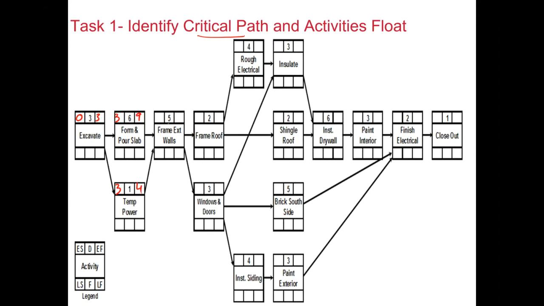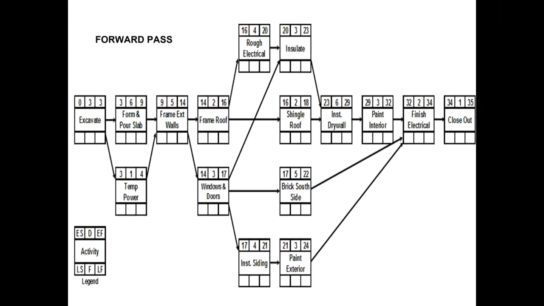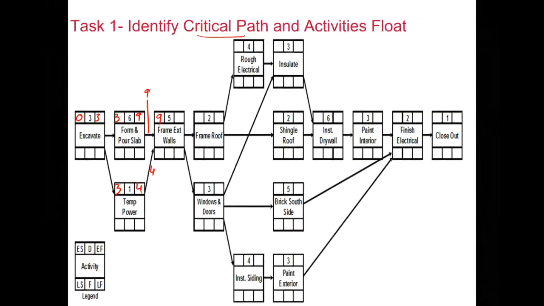Now this is a case of a merge activity where we could either use 4 or we could use 9 approaching from here, and as it's a merge in the forward pass, we will be choosing the largest of the two values, because if we use 4, then we are defying the logic, because logic is suggesting that framing exterior wall could only begin when forming and pouring of slab is complete, and if we begin at week 4, we are basically beginning it before that. So that's not so. We always choose the largest of the two.